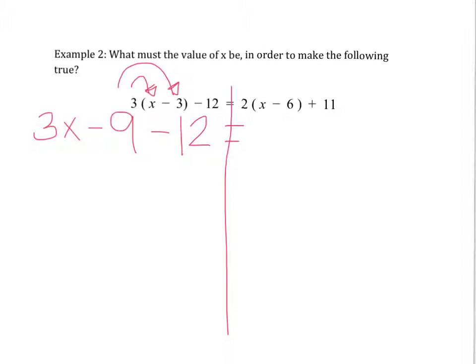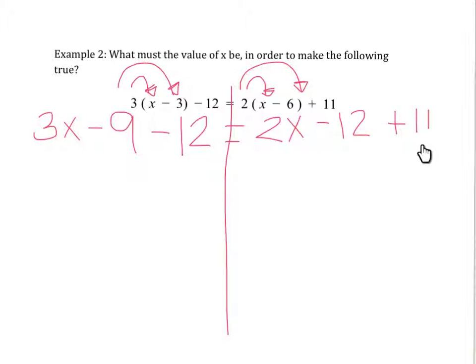Same thing, I'm going to distribute my 2 through to both of the factors on the inside of the parentheses. 2 times x is going to give me 2x. 2 times negative 6 is going to give me negative 12 plus 11. If we were thinking about our example from last time, then we went ahead and moved our baby variable over to our mama variable. But notice I can simplify some things. I have negative 9 minus 12, and I have negative 12 plus 11.